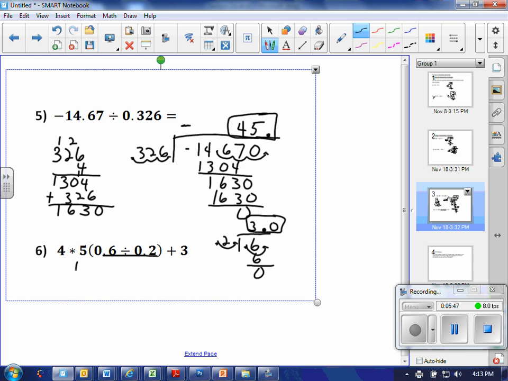So this is what I have. Let's rewrite it. 4 times 5 times 3 plus 3. Do the math. Order of operations, this would be 20 times 3 plus 3. This would be 60 plus 3, which is equal to 63.